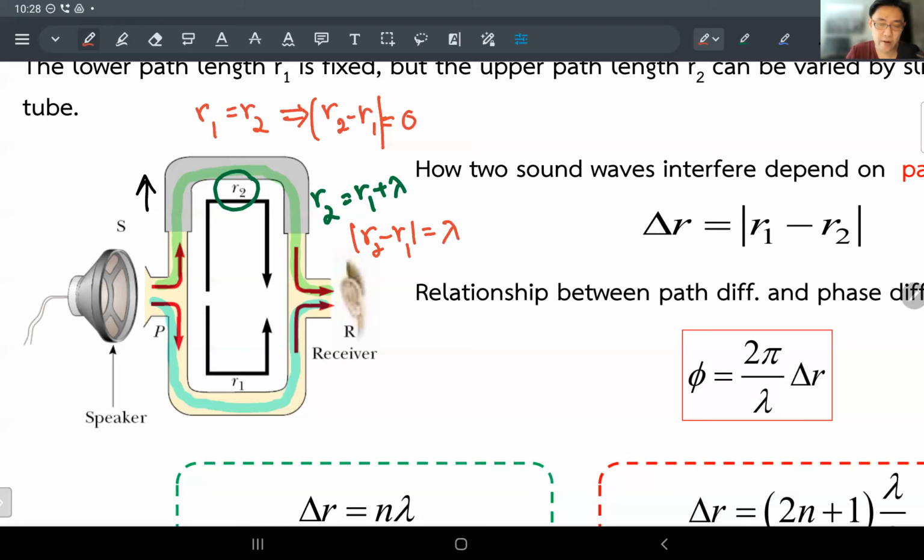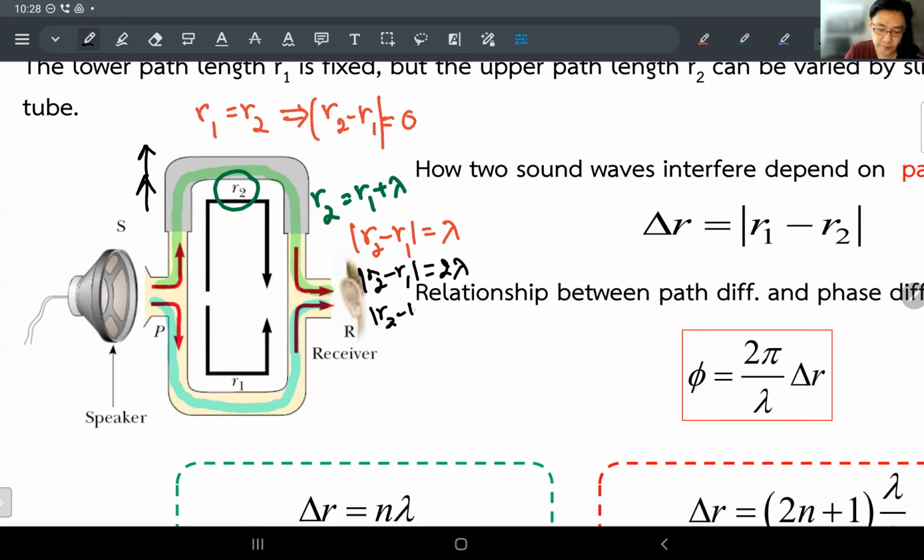Now you can start thinking about it. Okay, now I kind of get it. If I move up one more step further, eventually R2 is greater than R1 by 2 perfect wavelengths. What will happen? Nothing. At the receiver's ear, you can still see those two waves oscillating in sync. You guys with me? There's no difference. So when R2 minus R1 is 2 wavelengths, you can still get perfect constructive interference anyway. And this list can go on and on.